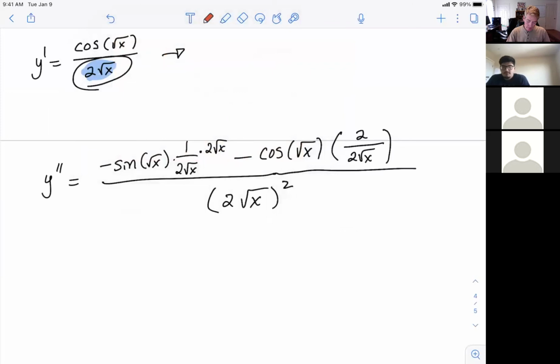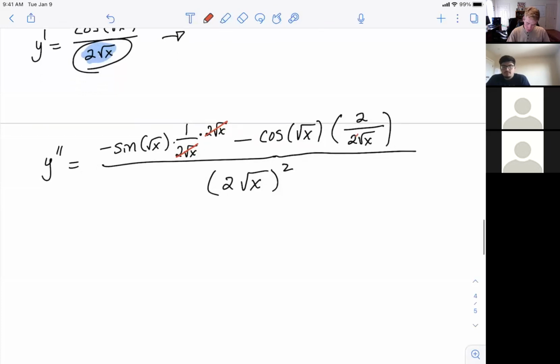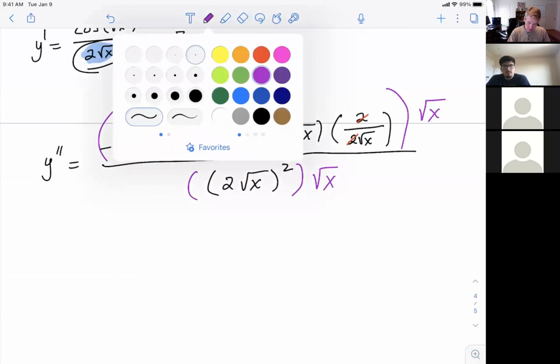And then to clean up this answer, this 2 radical x and this 2 radical x will cancel each other out. And these 2's will cancel each other out. And then this thing right here is causing a complex fraction, so I need to get rid of that. So then multiply the top by a radical x and multiply the bottom by a radical x. And then we'll be done.